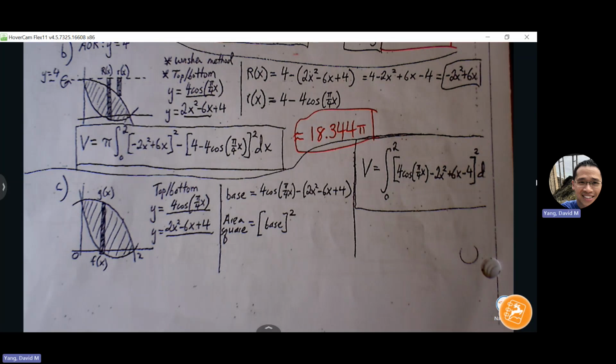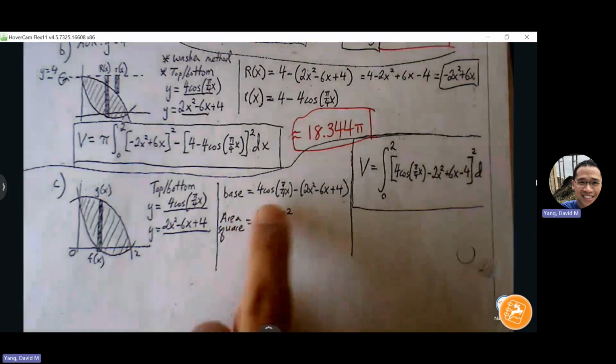Okay, so part C says cross-section is perpendicular to the x-axis. So let's think about that. X-axis is horizontal, perpendicular, it's going to force it vertical. And then we just do top minus bottom to get the base length.